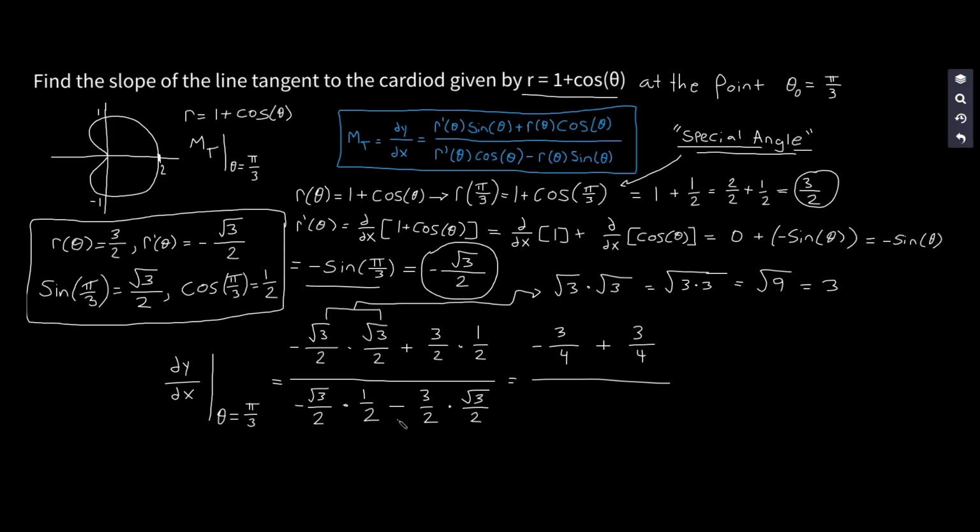All right. Then we have negative root 3 over 2 times 1/2, which is negative root 3 over 4, minus 3 times root 3 over 2 times 2, which is 4. I'm going to rewrite this. We got 0 in the numerator. We put a negative 1 in front of that first root 3, minus 3 times root 3 over 4.